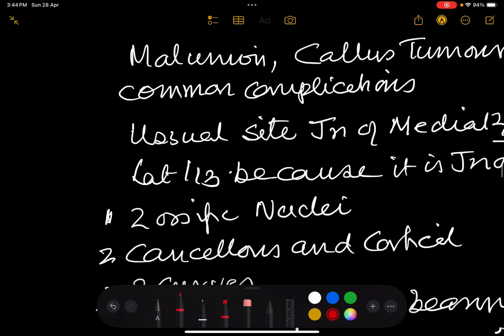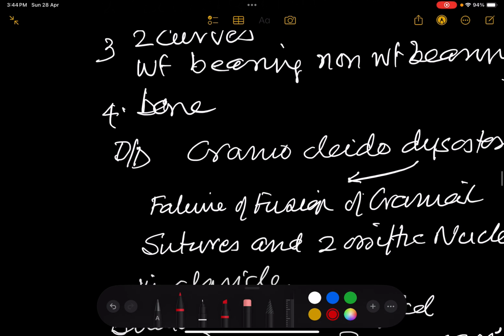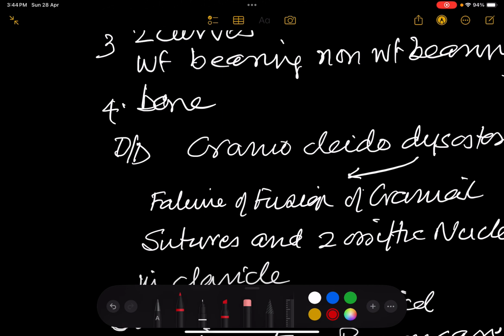The usual site of fracture clavicle is the junction of the medial 2/3 and the lateral 1/3. Because it's a junctional area of the two ossific nuclei, the cancellous and cortical bone, the two curves, that means anteriorly concave and anteriorly convex, and weight bearing and non-weight bearing bone. So you are usually asked why it occurs here, but of course the more important point is whether the coracoclavicular ligament is attached to the medial proximal fragment or not, because that will prevent displacement.